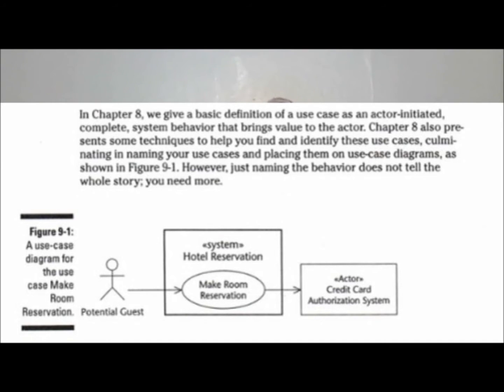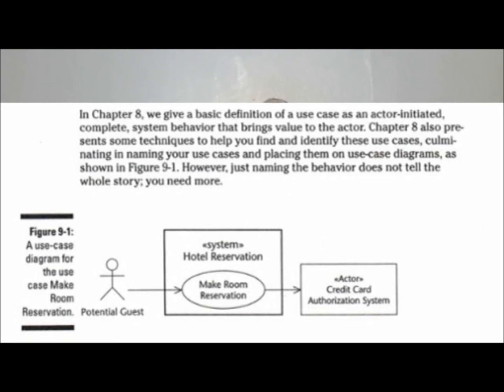We've put that inside an oval, and we've labeled it Make Room Reservation. And then off to the right-hand side, we have another actor, which has to take part in the make room reservation use case. And that's the credit card authorization system. And we put this actor not as a stick figure, but as a box, and we label it actor because it's another system itself. And remember, the primary actor is on the left-hand side, that's our potential guest.